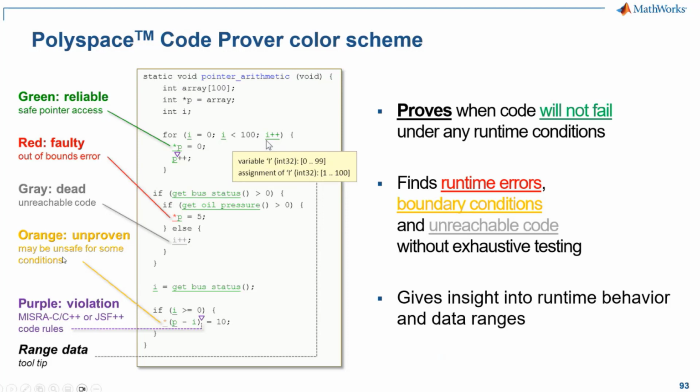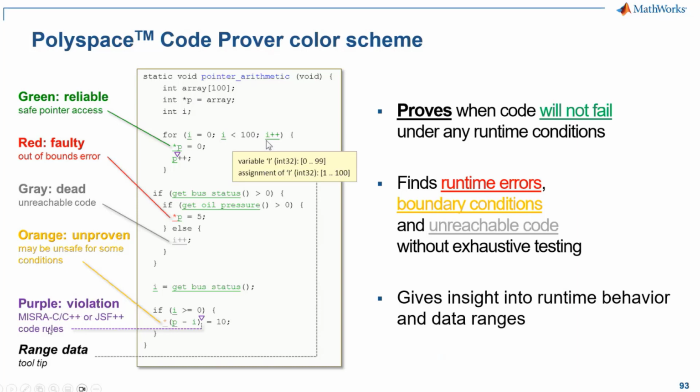Orange means we have an unproven operation. What does that mean? It means that Polyspace wasn't able to decide whether the operation at this line can turn gray, red, or green. So it's asking the developer to provide additional context information so that Polyspace can solve it. And the purple color in the verification will always be a MISRA violation.